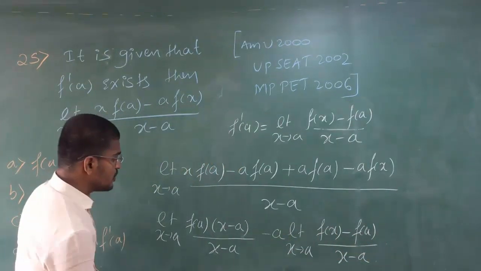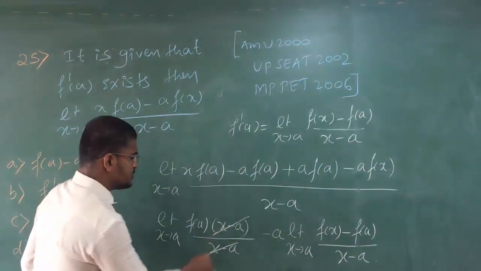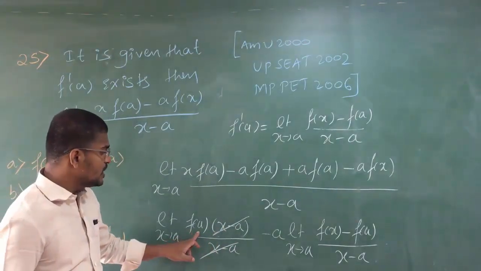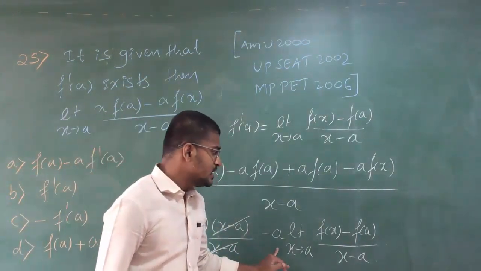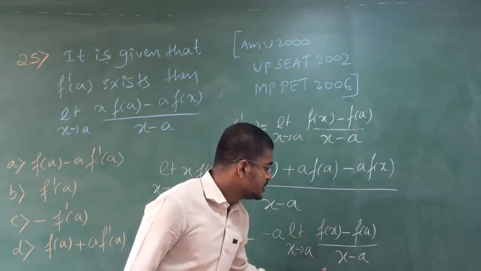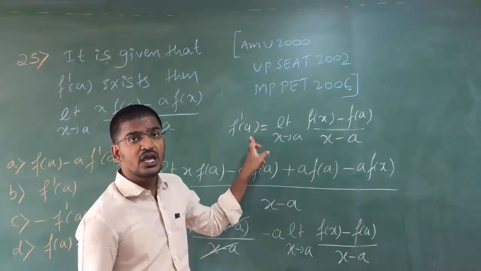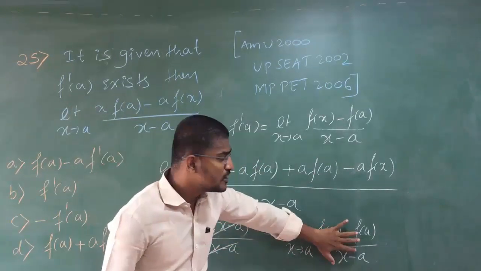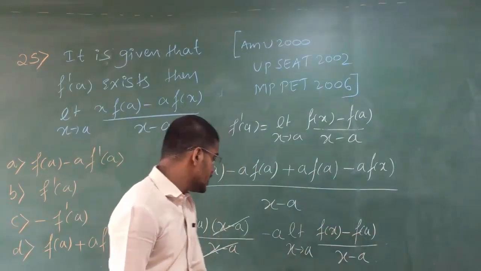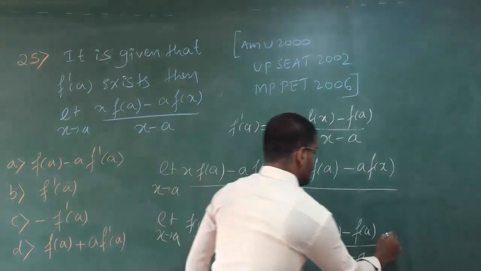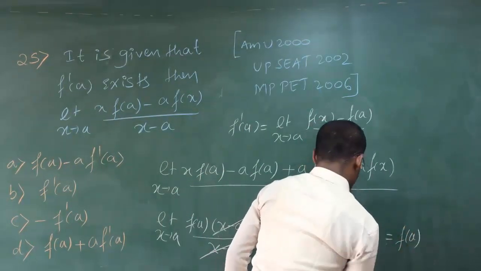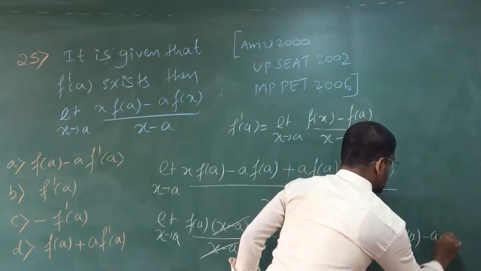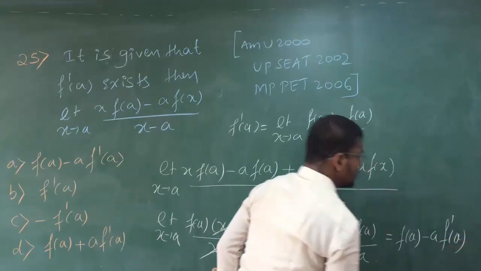So now what you are going to have? Cancel x minus a, x minus a. So this will be f of a minus a. This is what? See here, f dash of a. They have already given this. F dash of a is given. That means this term will be f dash of a. So you are going to have f of a minus a into f dash of a.